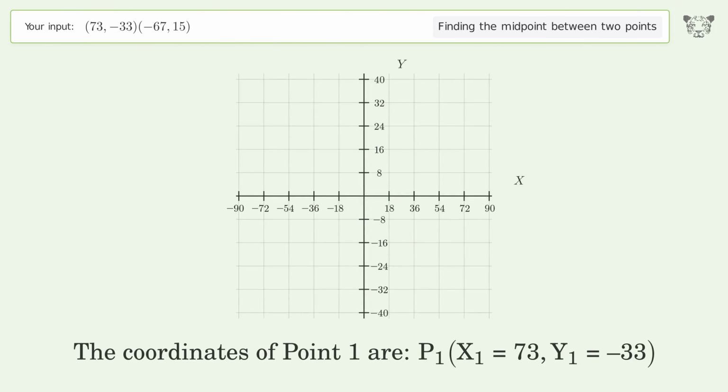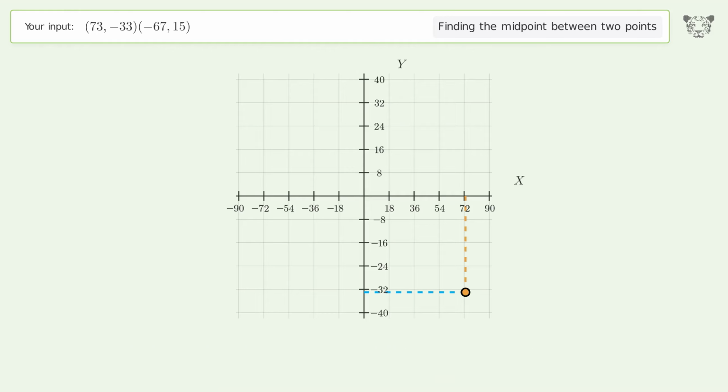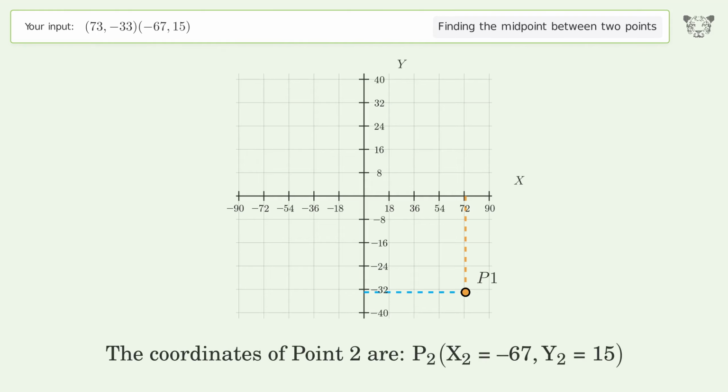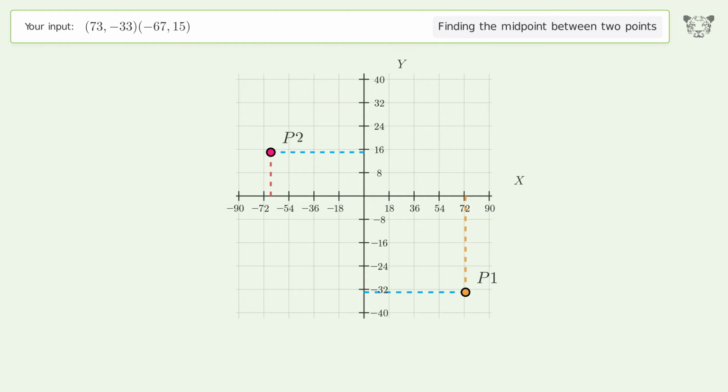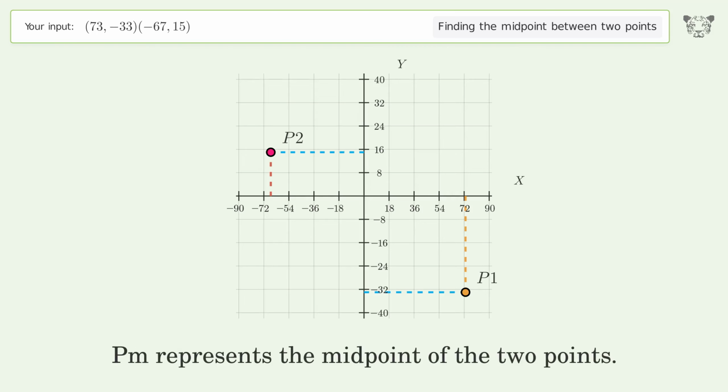The coordinates of point 1 are x1 equals 73, y1 equals -33. The coordinates of point 2 are x2 equals -67, y2 equals 15. PM represents the midpoint of the 2 points.